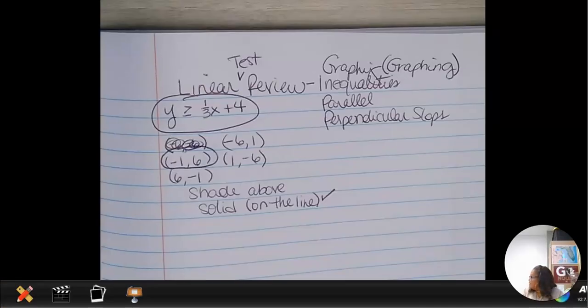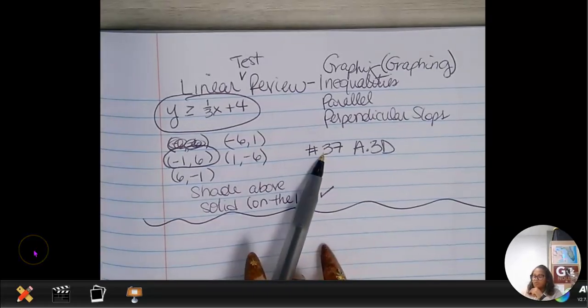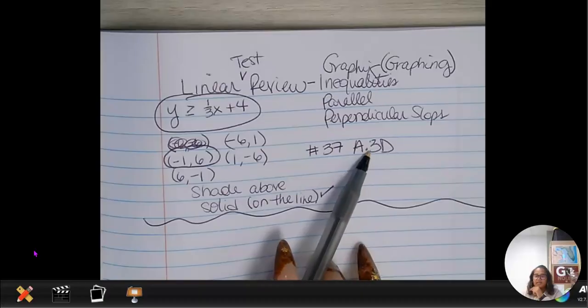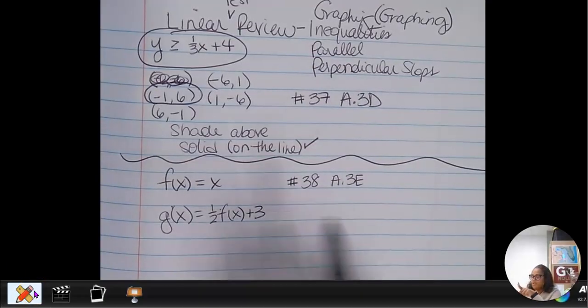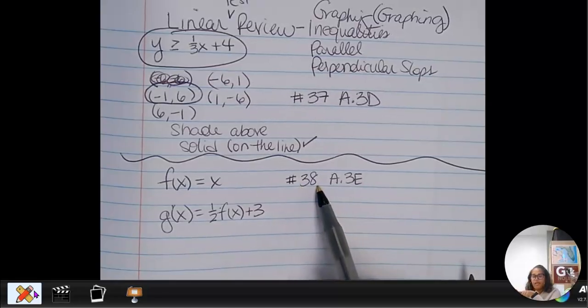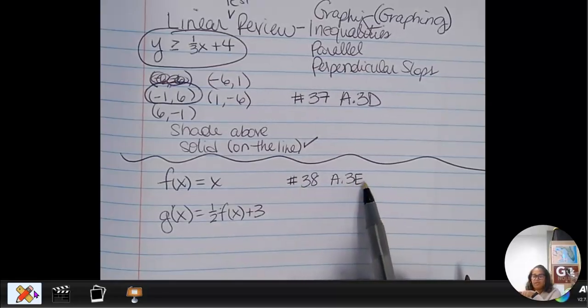Is that what you got? Okay, did you see what I did? Did you do it on yours? And this was question number 37 with TEK A3D. Okay, the next question that I'm going over is question number 38, and the TEK is A3E.